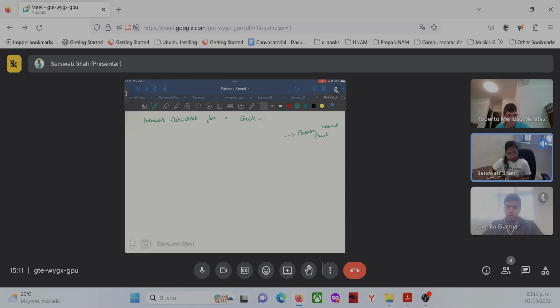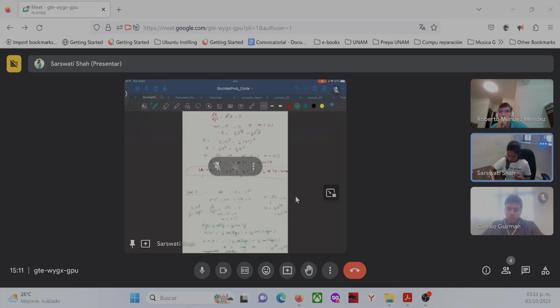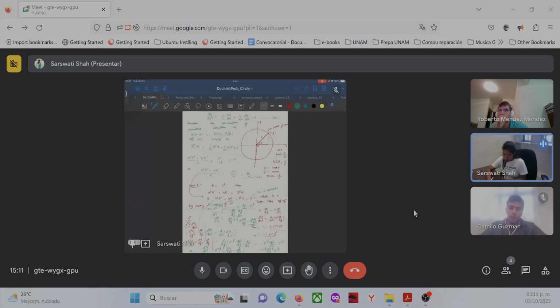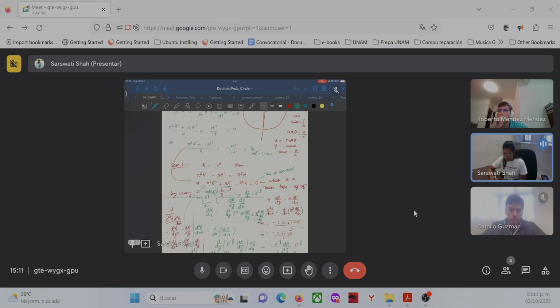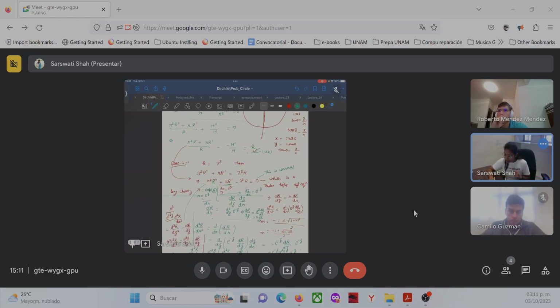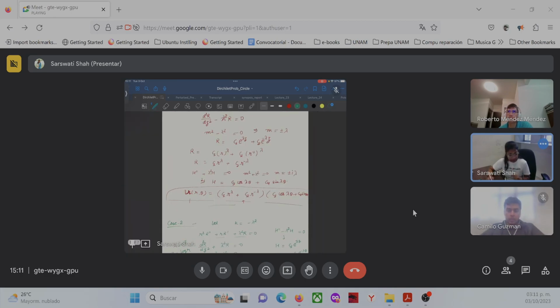If we remind ourselves, we were able to find two solutions for this interior Dirichlet problem for a circle. So this was the equation and we have two cases. The first case is when this value is strictly positive, and the second case is when it is strictly negative, and the third case will be when k is equal to 0. So we are going to discuss that case.